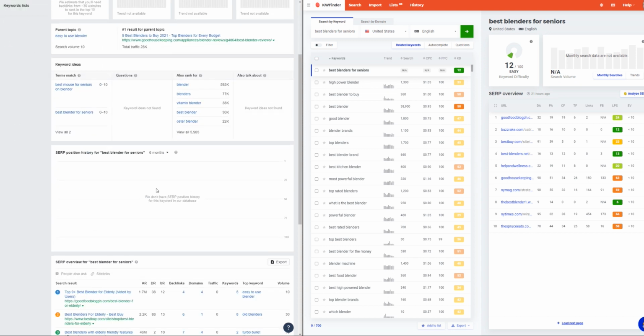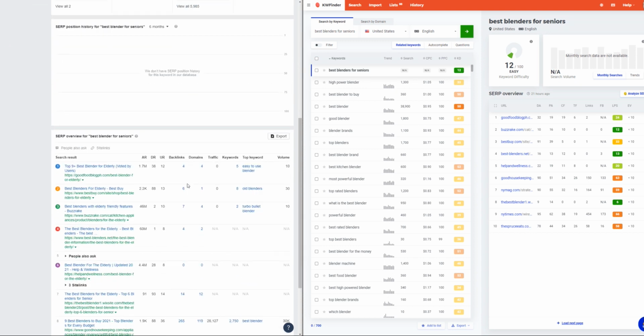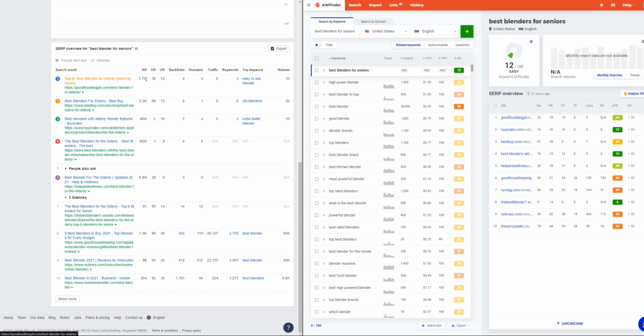And the thing that's a bit disappointing here, oh hang on, SERP Overview. So they do have the SERPs. They don't have SERP history, but they have the SERPs here. And actually I quite like this. It has quite a lot of information. So we've got the domain rating 38, 88.